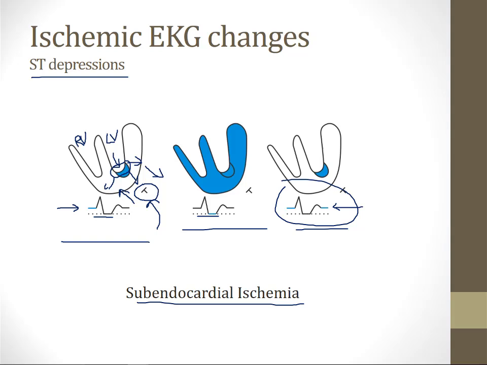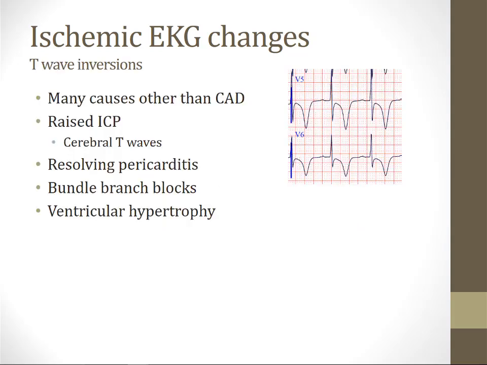Another EKG change you can see in subendocardial ischemia is a T wave inversion. This is shown on the ECG on the drawing on the right side of the screen. Note that the T waves are upside down. There is also evidence of ST segment depression here. This is the baseline, and this is the depressed ST segment.